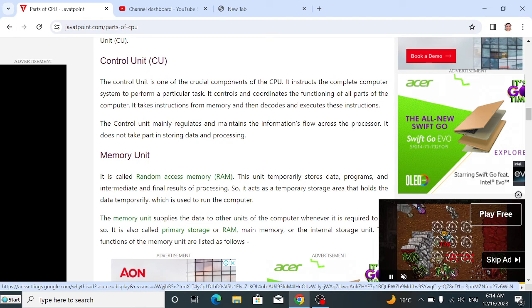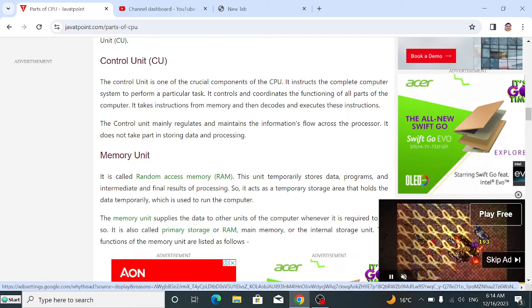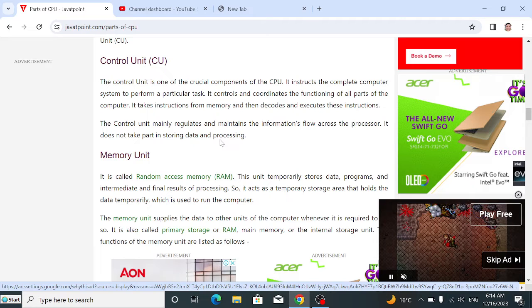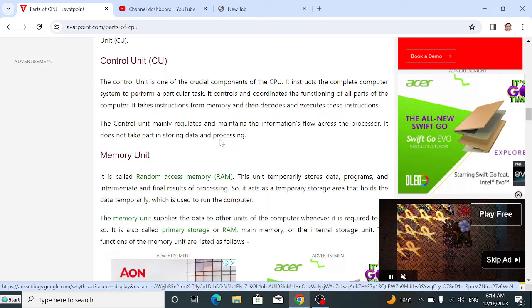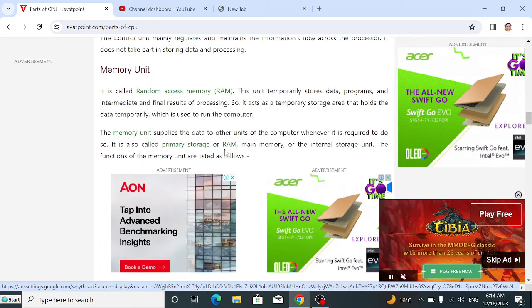It takes instructions from the memory and then decodes and executes these instructions. The control unit mainly regulates and maintains the information flow across the processor. It does not take part in storing data and processing.